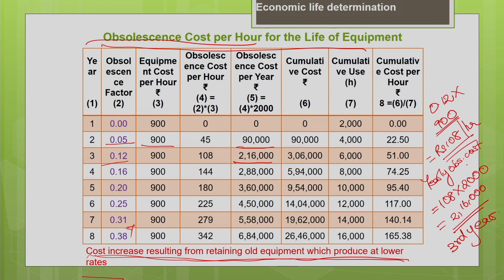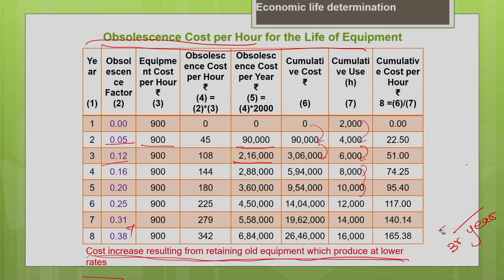Now you find the cumulative obsolescence cost. You add it up, and you will get the cumulative obsolescence cost for every year. You know the cumulative usage for every year. It is 2000 hours per year, so you can add it. Now similarly, you find the cumulative cost per hour.